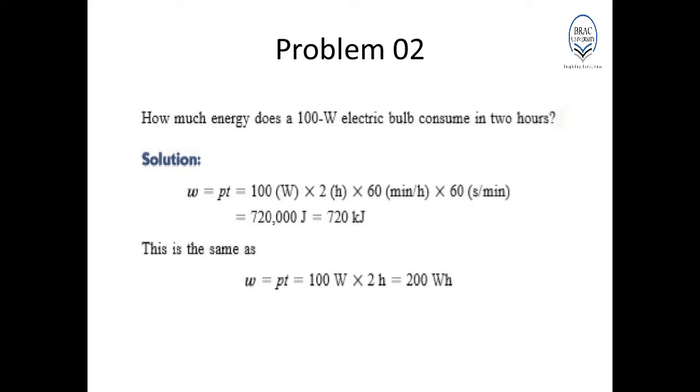Thus, we multiply 100 with 2, then convert that hour to seconds by multiplying it with 60 and again 60. That gives us 7,20,000 joules or 720 kilojoules. If you don't convert the hours into seconds, then the unit for energy will be watt-hour. In that case, the power multiplied by time, which is 100 times 2, will give you 200 watt-hour energy.